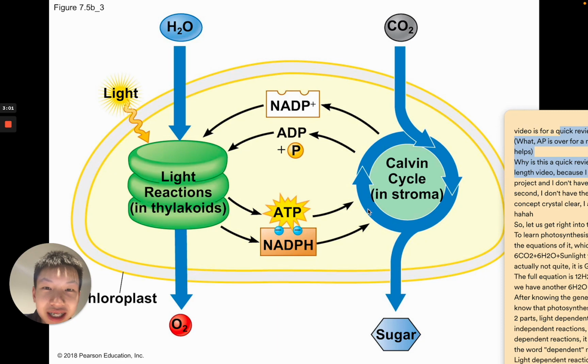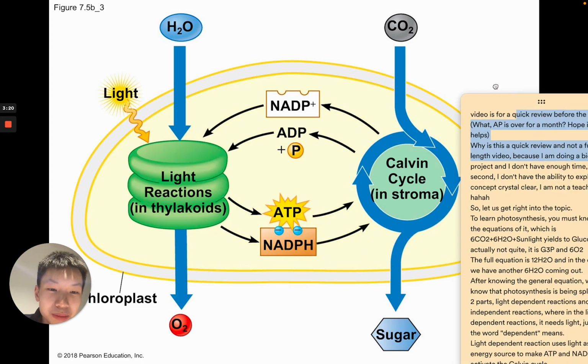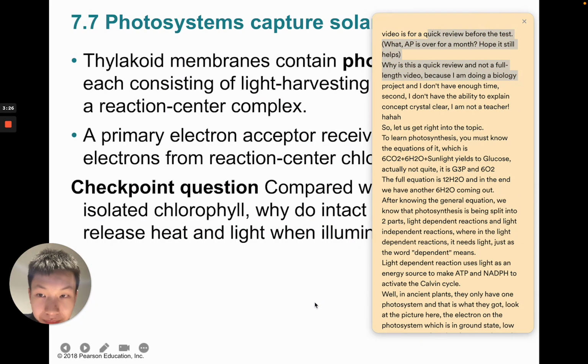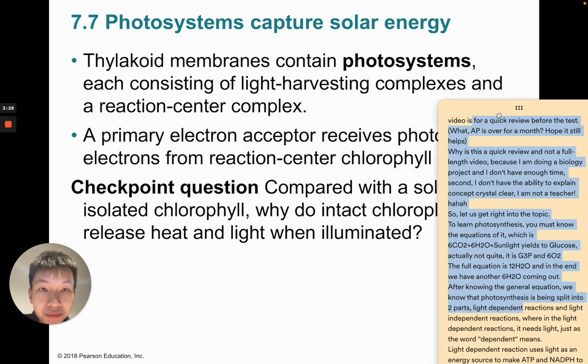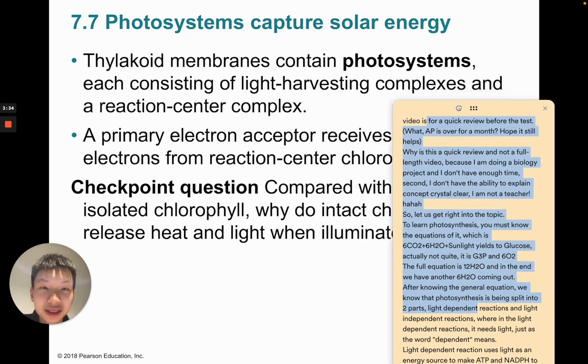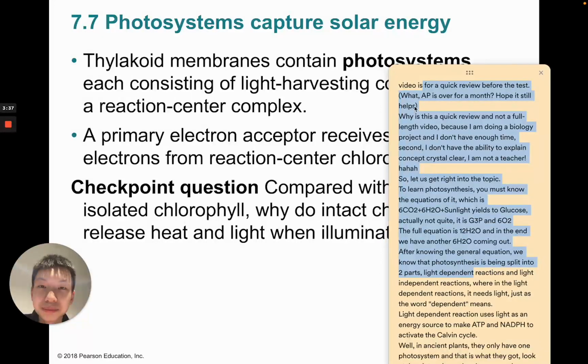The used NADPH and ATP, which are turned back into NADP plus and ADP, go back to the light reactions, and the light shines on the photosystem again to generate more ATP and NADPH for the Calvin cycle. And the purpose of this is to make some sugar, which is glucose. Thylakoid contains photosystems, and the photosystem is the place where you make your high energy molecules, ATP and NADPH.